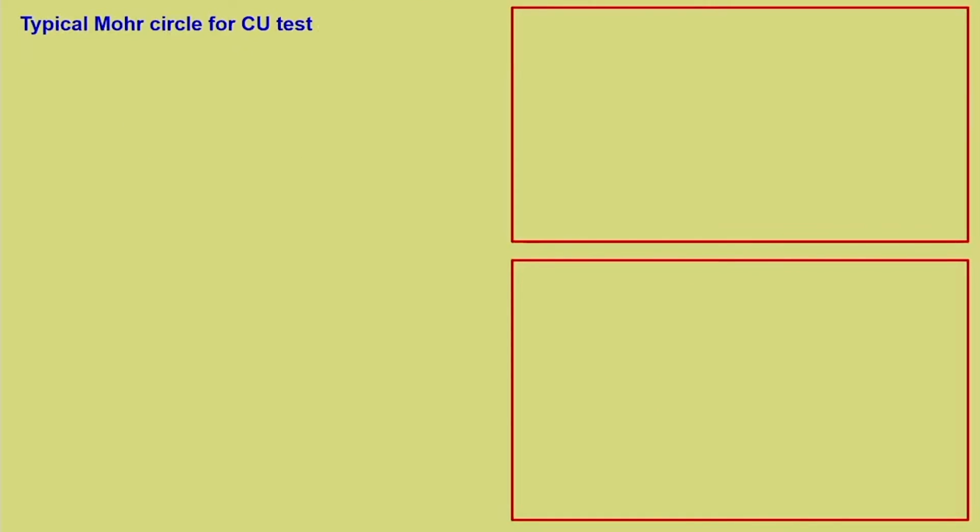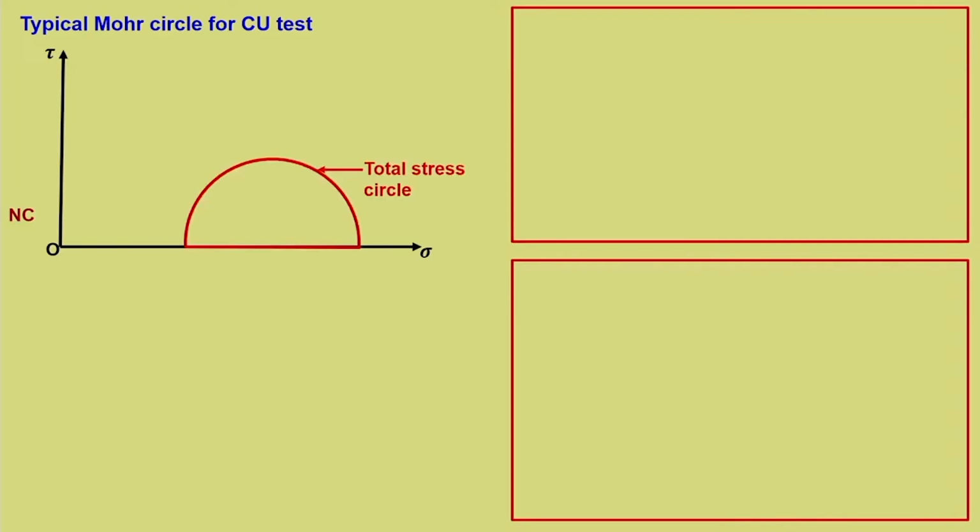Now, let us see the typical Mohr circle for CU test in the case of NC and OC. So, for the NC case, the total stress circle, that is at the end of the test, once the test is completed we obtain the failure stress, then we try to plot the Mohr circle. So, the total stress circle is indicated and a failure line for total stress is indicated, that is phi t.